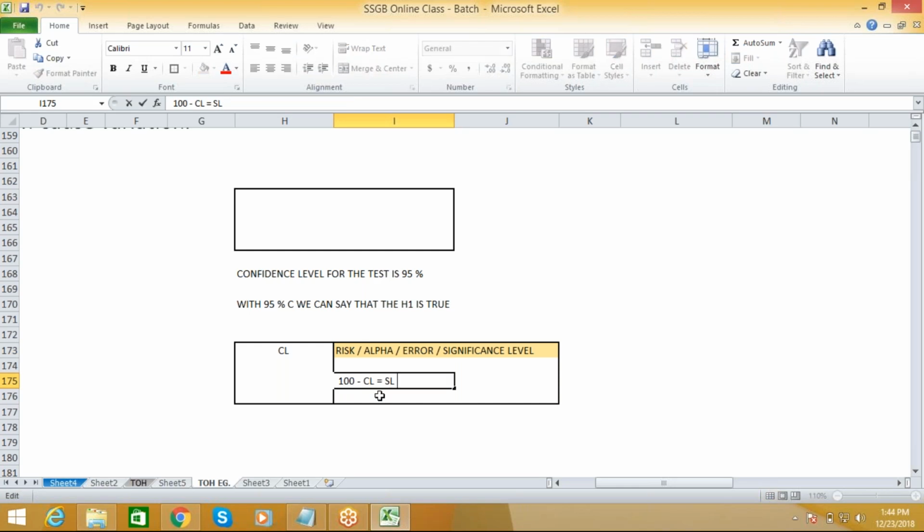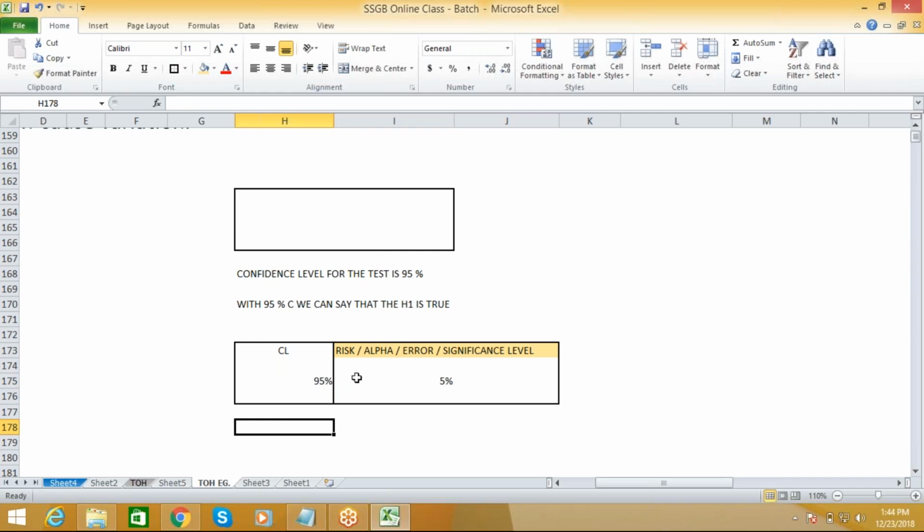So we'll go step by step. It will be 100 minus 95, that will be a 5% risk. This is how we get it. So you know the formula. Let's do some practice: if the confidence level is 95%, you know that the risk which we are taking is 5%, correct?